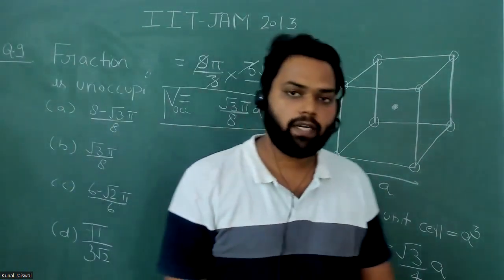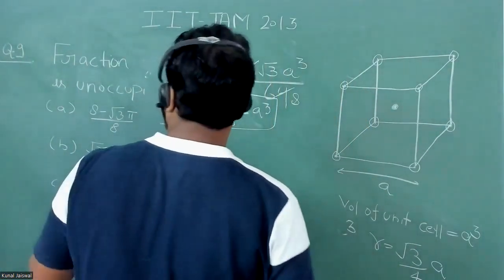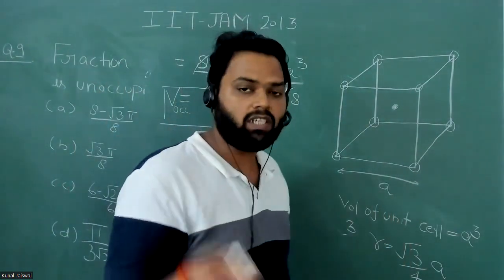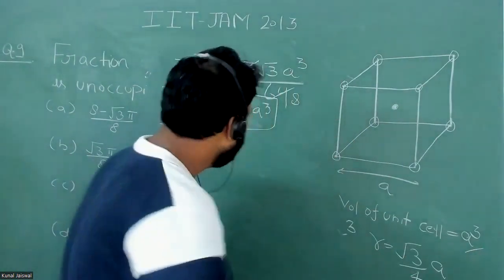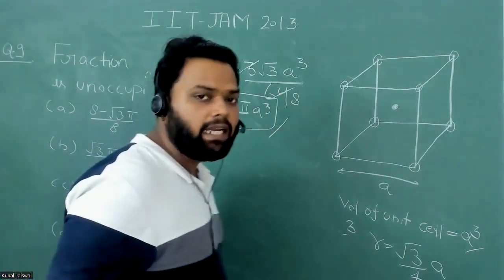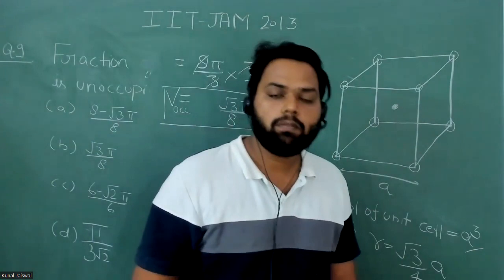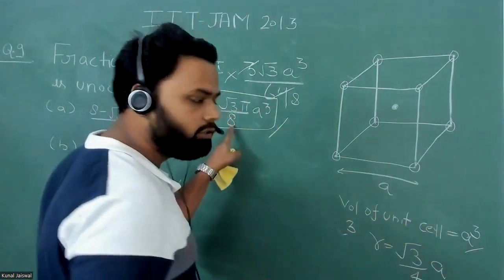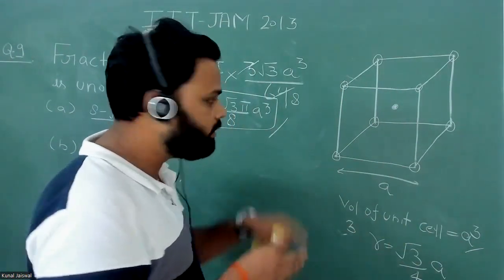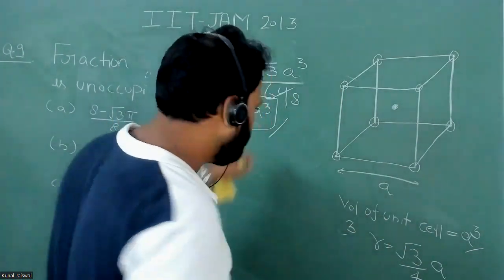But what we have to find? We have to find the fraction of volume which is unoccupied. See, the total volume is a cube. This much volume is occupied by the atoms in the unit cell. So what will be the volume which is unoccupied? A cube minus this volume. That means total volume minus occupied volume. That will be our unoccupied volume.